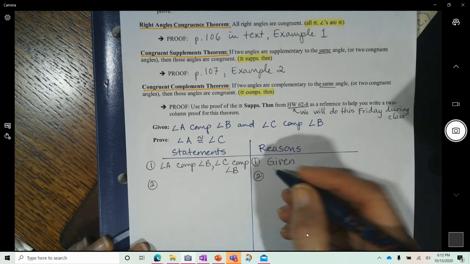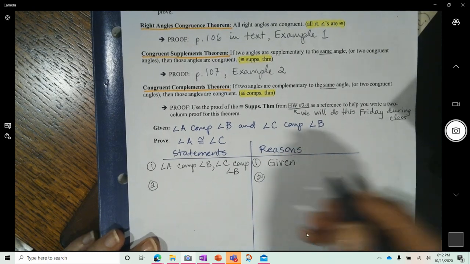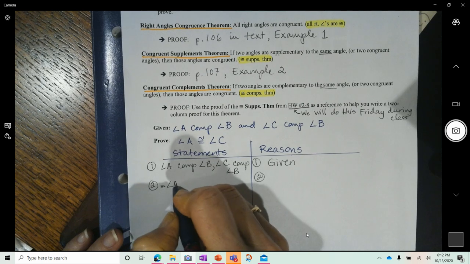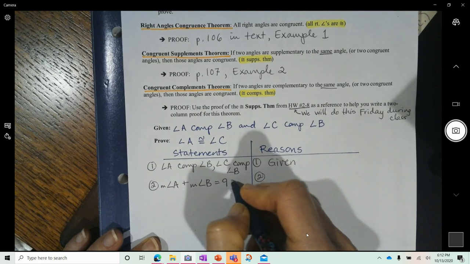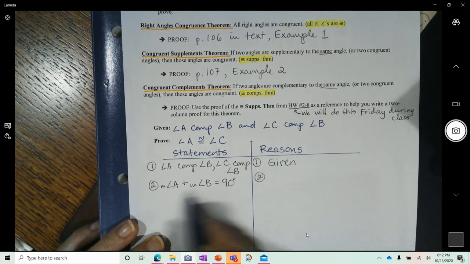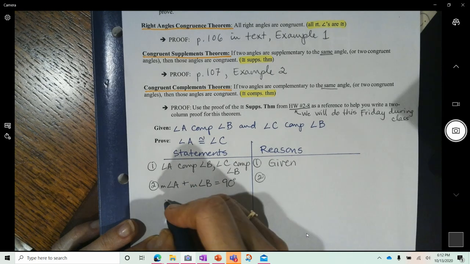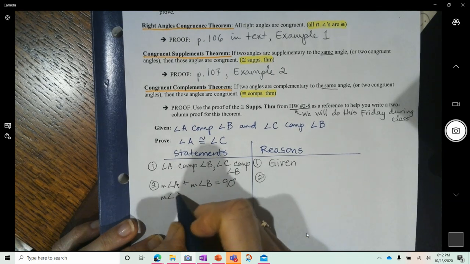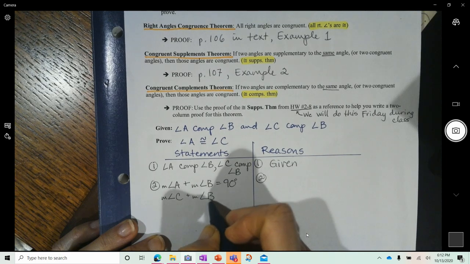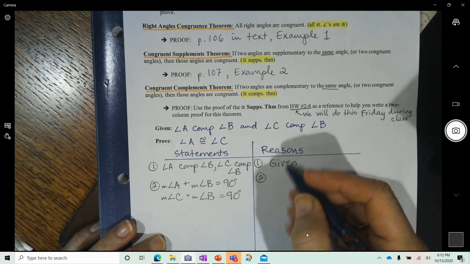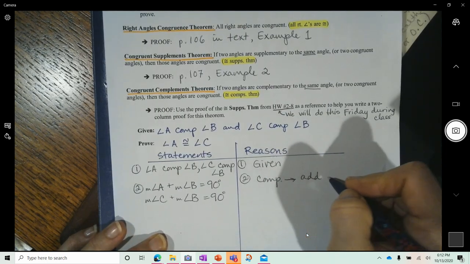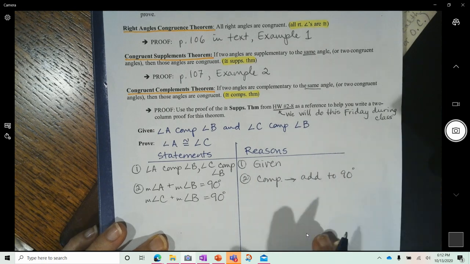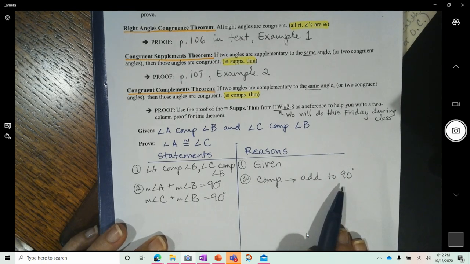So step 2, we're going to write down what it means to be complementary. What it means is that the measure of angle A plus the measure of angle B is equal to 90 degrees. And since it's the same reason, we're going to put it on the same line. So the measure of angle C plus the measure of angle B is also 90 degrees. That is the definition of complementary. You could write it like this: a complement adds up to 90 degrees. If you have a complement, angles add up to 90.